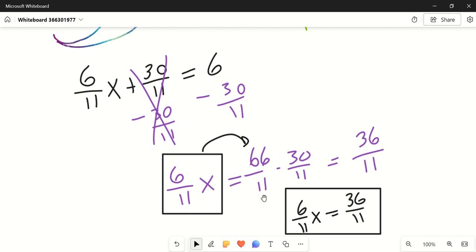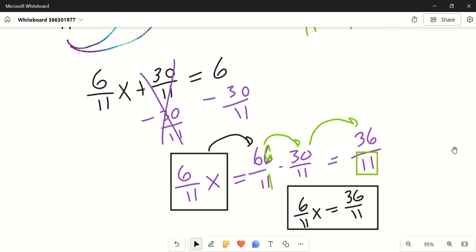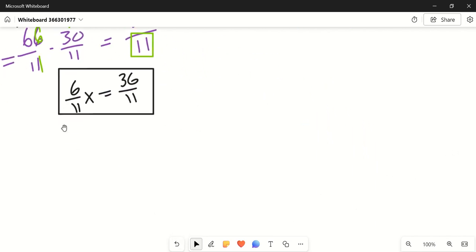This is why it became 66/11 instead. Because remember, I can't do 6/1 minus 30/11. They have to have the same denominator for me to subtract or add. So I multiplied it by 11. That gave me 66/11. When I subtract, the denominator stays the same. We don't subtract denominators, we just subtract numerators. 66 minus 30 gave me 36. So as of right now, I have 6/11 x equals 36/11. We're all caught up, yes?